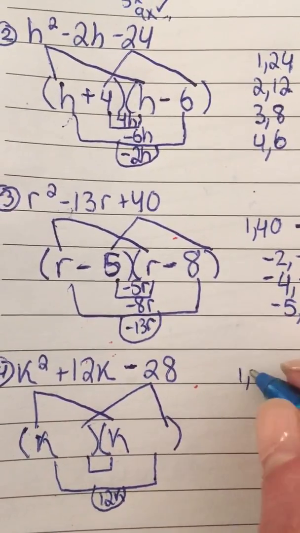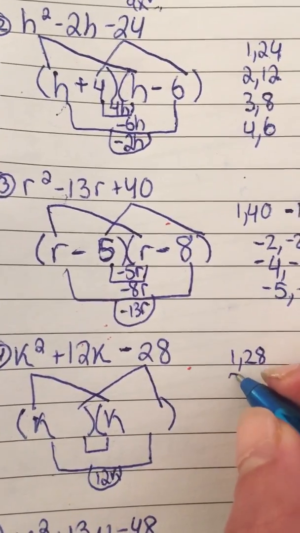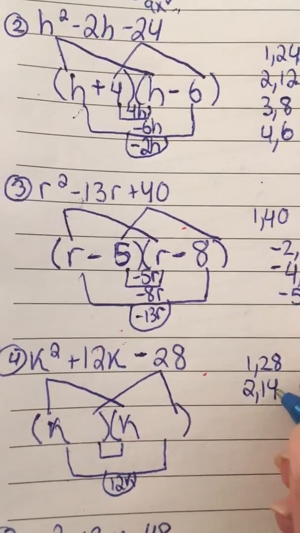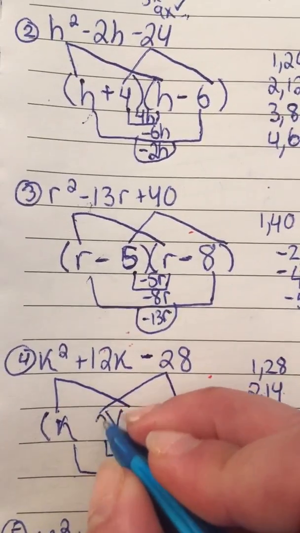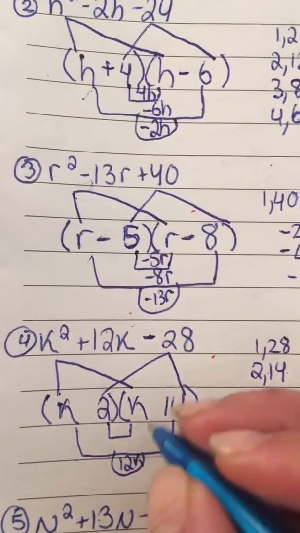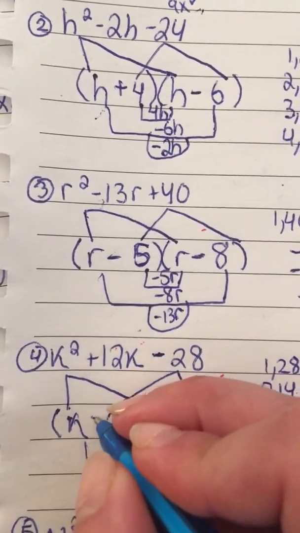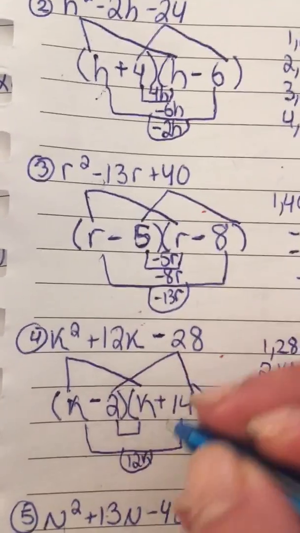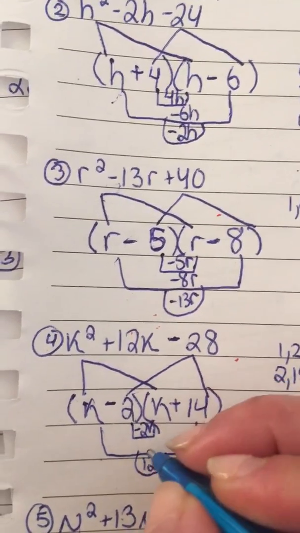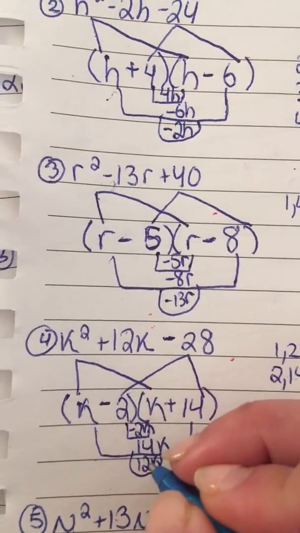So 1 and 28, but if we subtract them, we get 27. Doesn't work. 2 and 14, if we subtract them, we will get 12. So let's put our numbers first, 2 and 14. And we want a positive 12, so therefore the outer product has to be positive. The other one would have to be negative. 14 minus 2 is 12. So you have negative 2k in the middle, 14k on the outside, and when you add them, you get 12k.